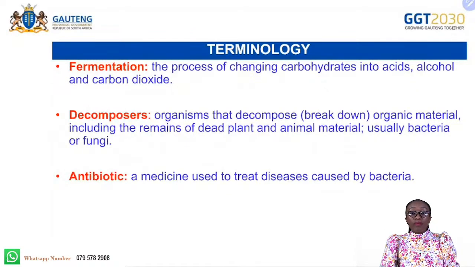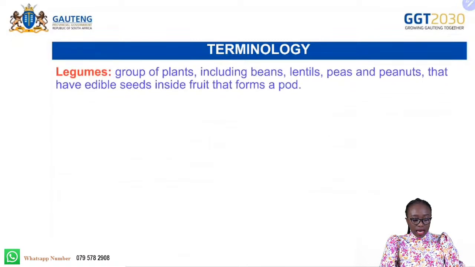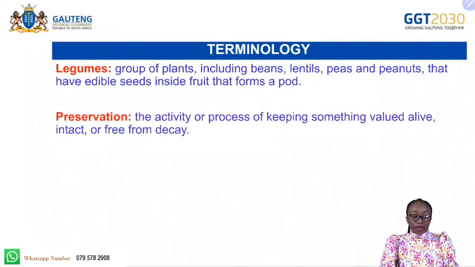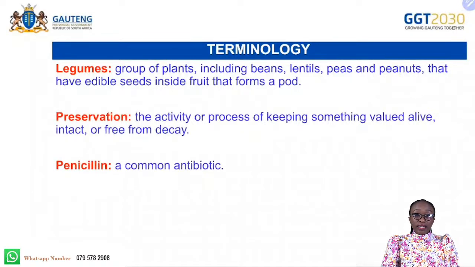And what is an antibiotic? This is a medicine used to treat diseases caused by bacteria. Next, on the terminology slide, what are legumes? These are groups of plants including beans, lentils, peas, and peanuts that have edible seeds inside fruit that forms a pod. And then preservation. Preservation is the activity or process of keeping something valued alive, intact, or free from decay. And then penicillin. Penicillin is a common antibiotic that is used by doctors and nurses to treat various diseases all over the world.